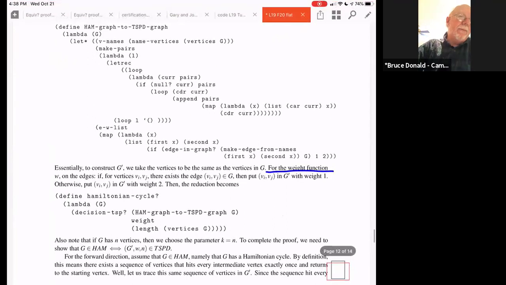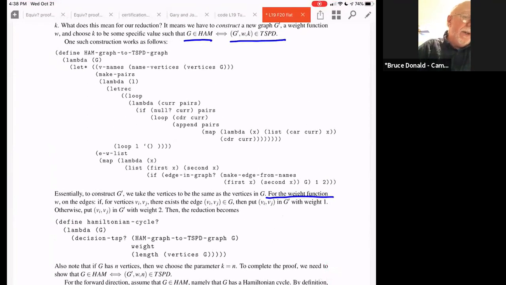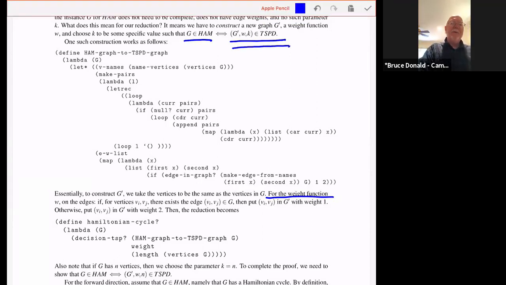If in the original graph, which in this case is G here, there's an edge between two vertices, I'll make the edge weight in the new graph be one. If there's no edge between a pair of vertices, I'll make the weight be two. So this way, if there's a decider for TSPD, namely a Boolean function that, given a graph, a weight function on the edges and a threshold K, says yes if there is a traveling salesman tour of weight less than K, that will be true if and only if the original graph G had a Hamiltonian cycle. So that's what I've essentially done here.